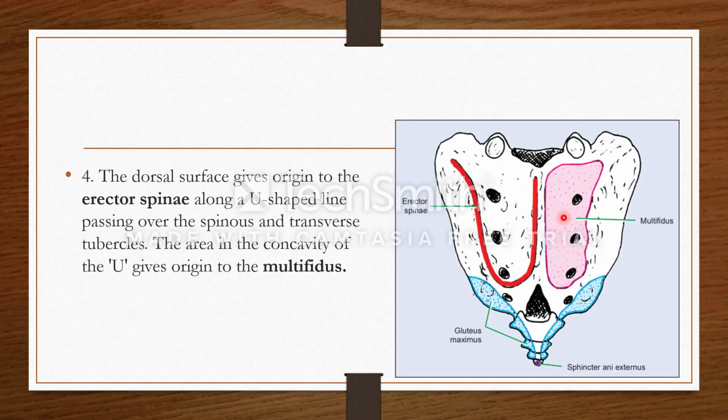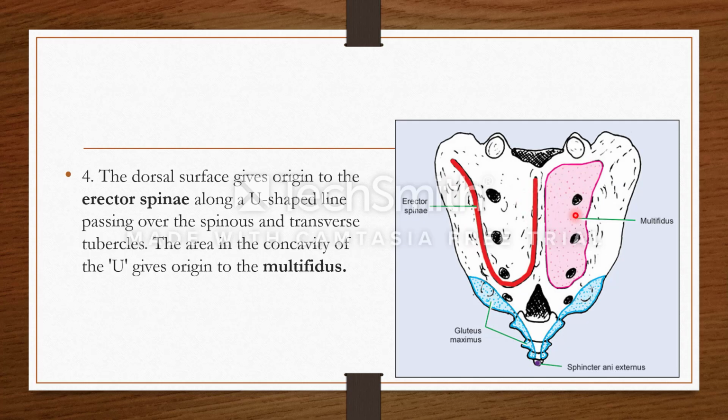On the dorsal surface we can see two muscles which are originating from the dorsal surface of the sacrum. Number one is the erector spinae muscle. This erector spinae muscle is attached in the form of a U-shaped line passing over the spinous processes and the transverse tubercles. See here, these are the spinous processes and these are the transverse tubercles, and this erector spinae is attached to the spinous processes and the transverse tubercles.